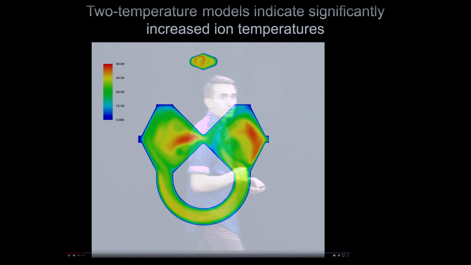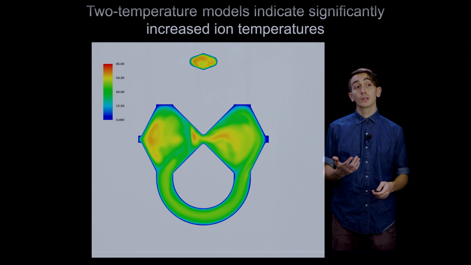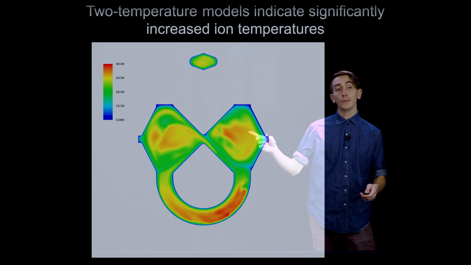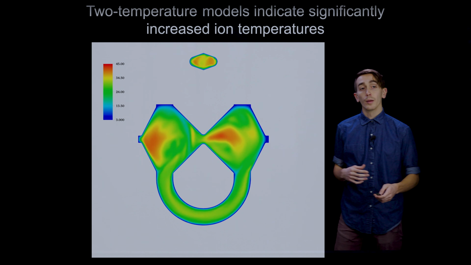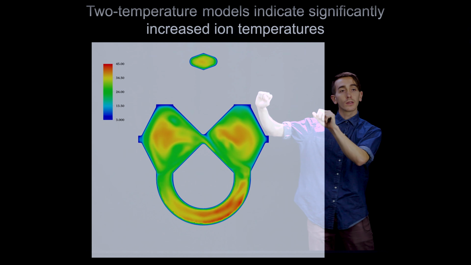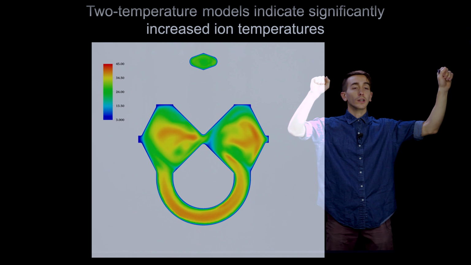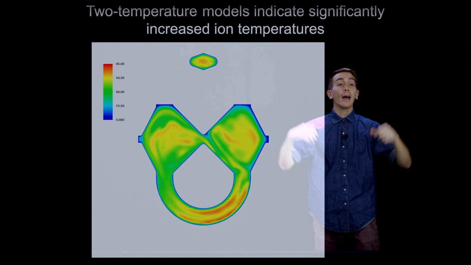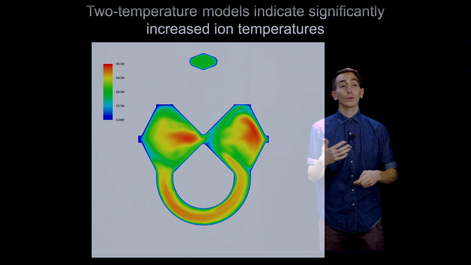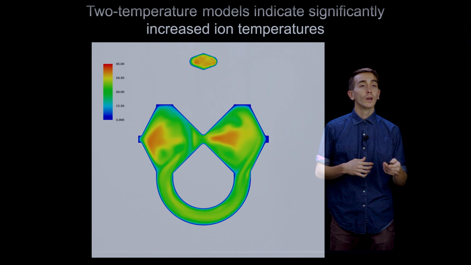So it turns out that the two-temperature models indicate significantly increased ion temperatures compared to the single temperature model. Here we see like 45 to 50 eV ions. In fact, what you're looking at here is the injector sloshing plasma back and forth during an injector period, and the plasma in the center is sort of getting jostled and perturbed as the injectors go on. This gives you a sense of how dynamic the plasma is in HIT-SI.